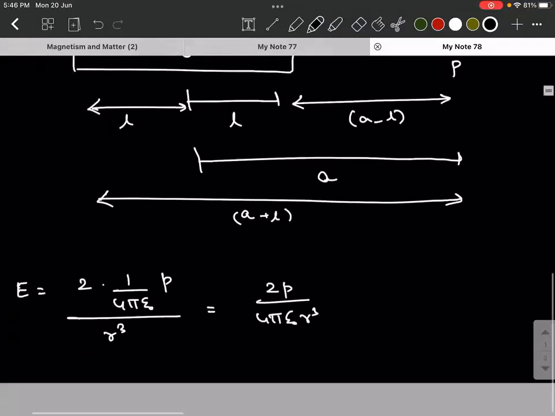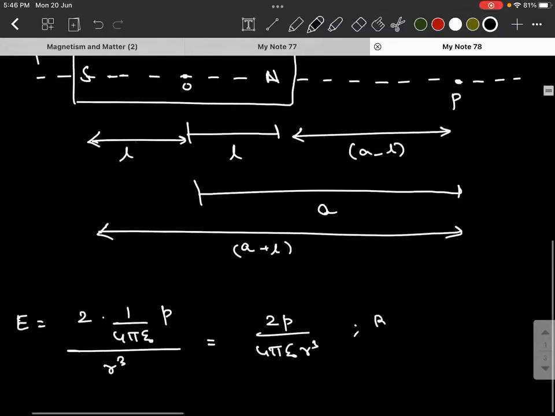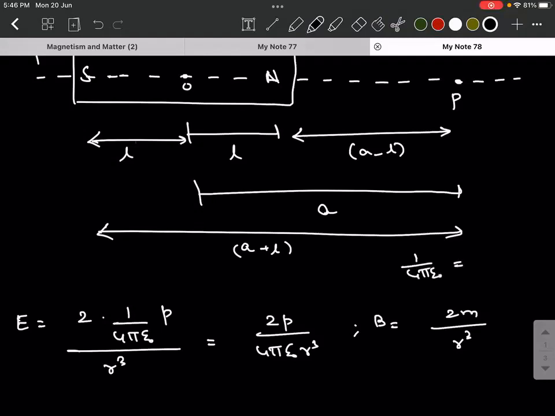In a similar way, what do you think will be the value of the magnetic field that will get generated? So 2m divided by r cube is okay. Remember, in magnetism and electrostatics, 1 by 4 pi epsilon naught is always replaced with mu naught divided by 4 pi. So this can be written as 2 mu naught into m divided by 4 pi r cube. Are you able to understand?